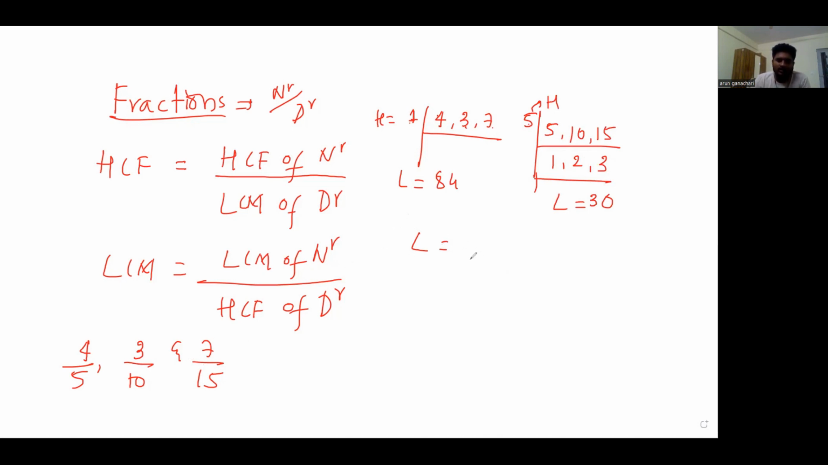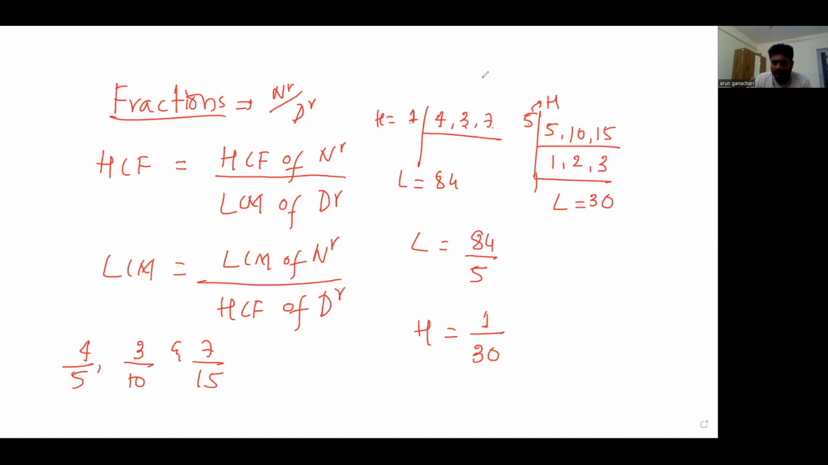Now if I wanted the LCM of these fractions, I have to find LCM of the numerator, 84, divided by HCF of the denominator. What is the HCF of 5, 10 and 15? 5. So my answer is 84 by 5. How about HCF? HCF is 1 by 30, because my HCF was 1 and my LCM was 30. Understanding this? Yes, sir.